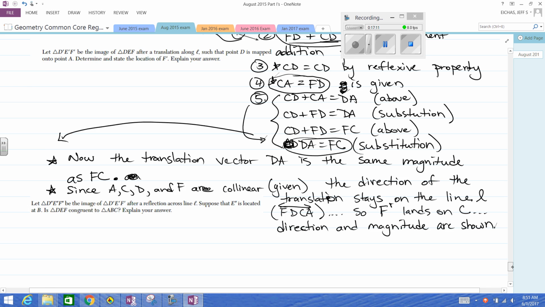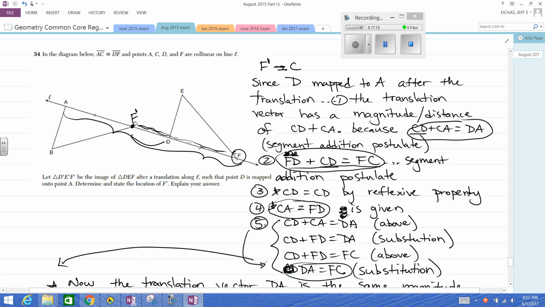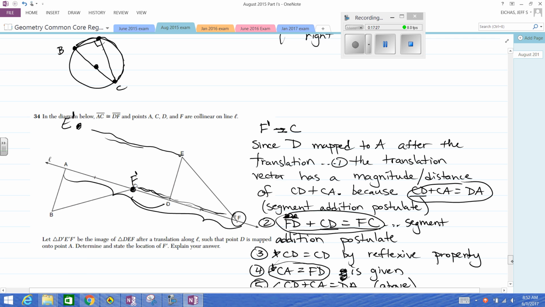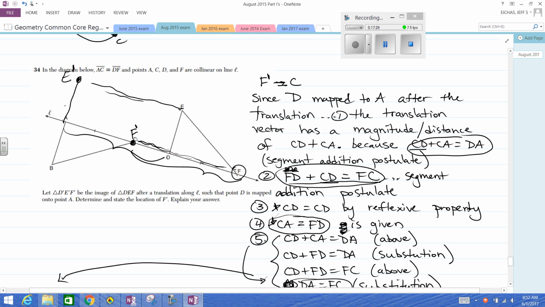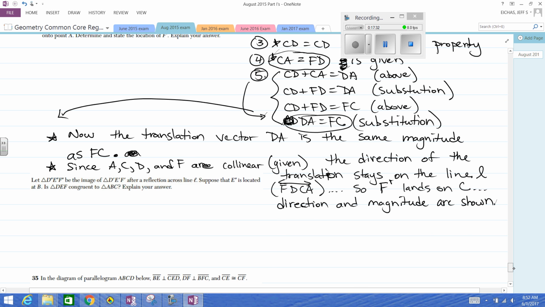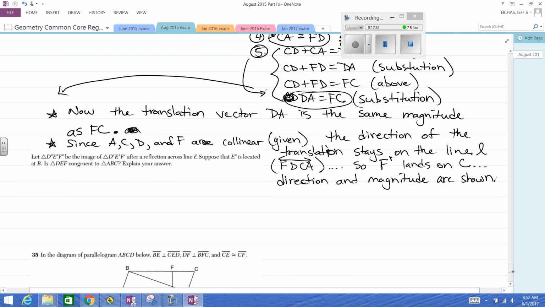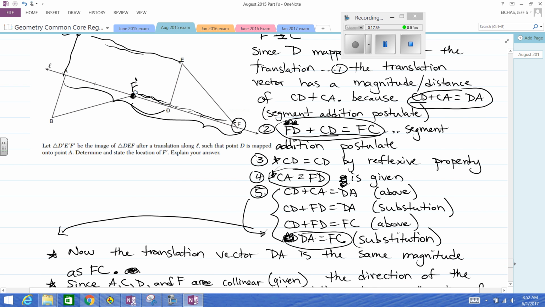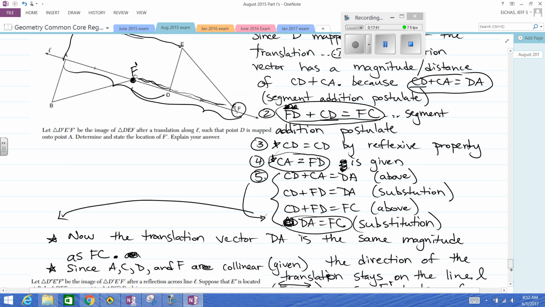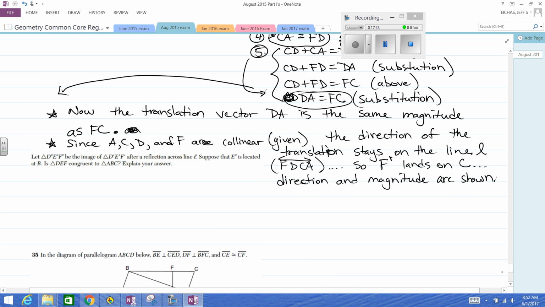All right. So basically, here's what happened. F landed on C, D landed on A, E's up here. E is parallel to this line, so this is E prime. Now, let's see, after reflection, suppose E is located at B. So what we're saying is if E double prime does land on B, they must be congruent.